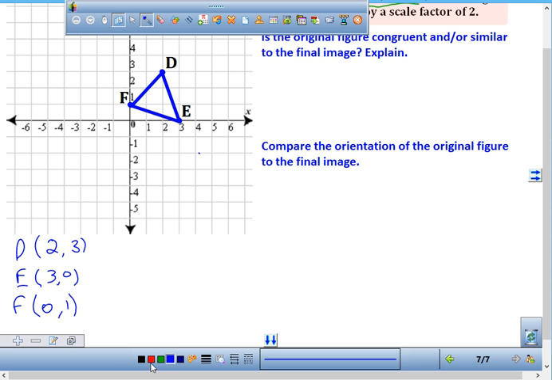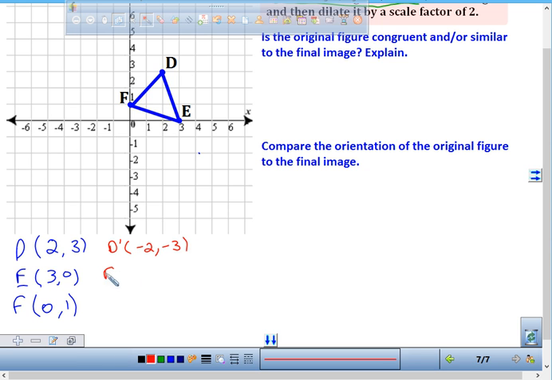Okay, now we have to remember the rule. Without trying to go back to that page where we had all the rules, the rule for 180-degree rotation, change both signs. Very good. Okay, so that means D prime is going to be -2, -3. E prime, -3. Oh, good, we can't have -0. That's right. Oops. Okay, and F prime, 0, -1.